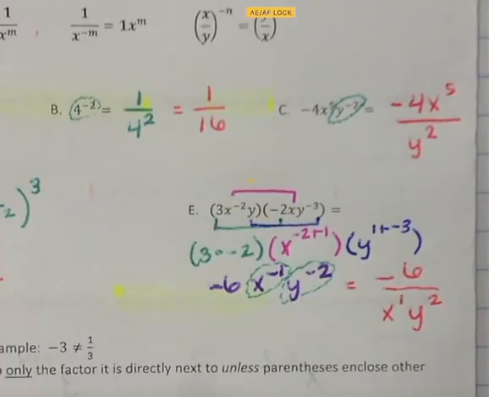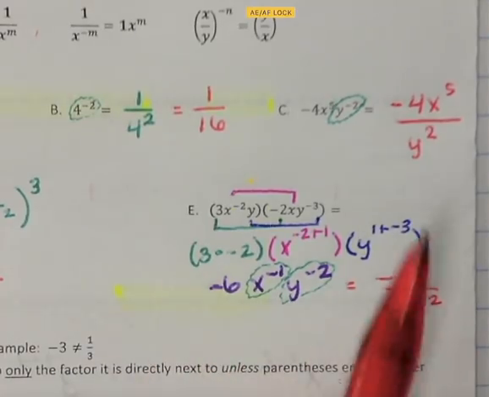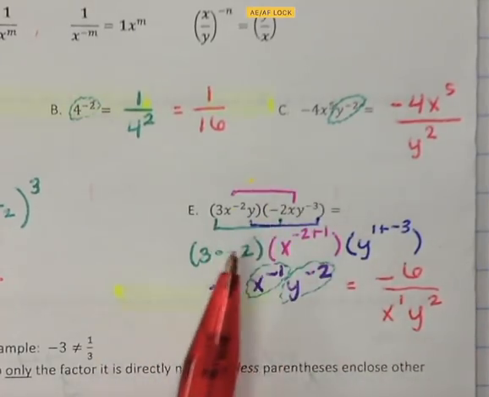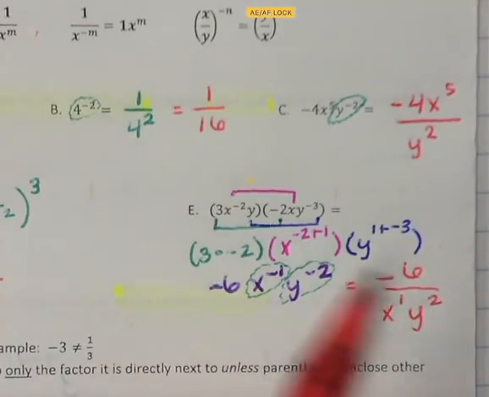That's how you would do multiple different rules together. We didn't have any division. We didn't have a power raised to a power, but you would use that same concept. You would actually do individual parts and then break it down to get your answer.